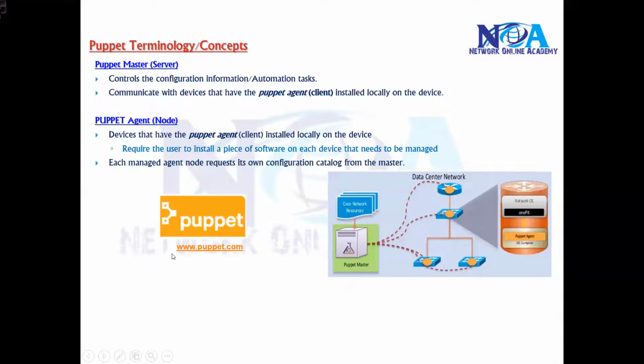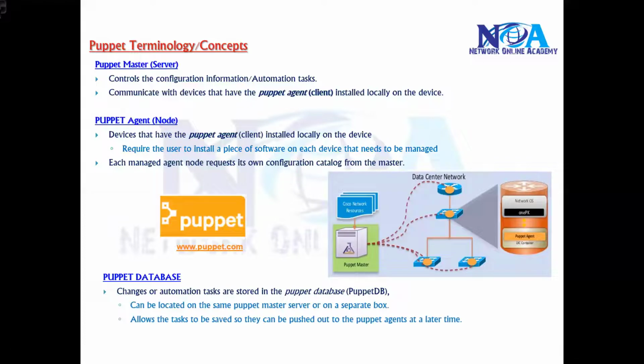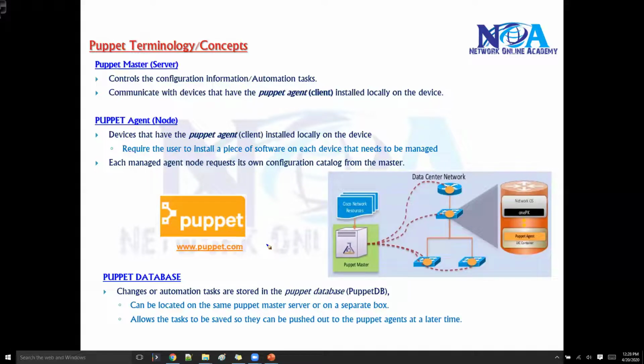And also we have something called the puppet database. Now, a database is nothing but storage. You store the actual tasks which are supposed to be executed. We can say the changes or the automation tasks, whatever you want to execute on these end devices. So that has to be stored in some place, and we call that particular thing the puppet database.